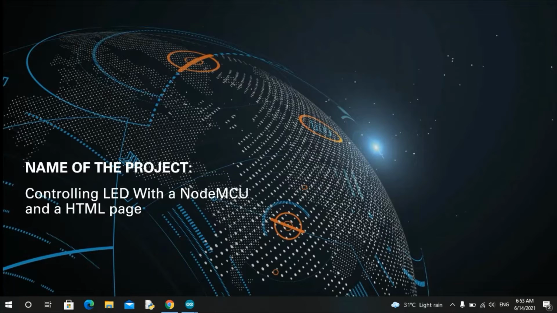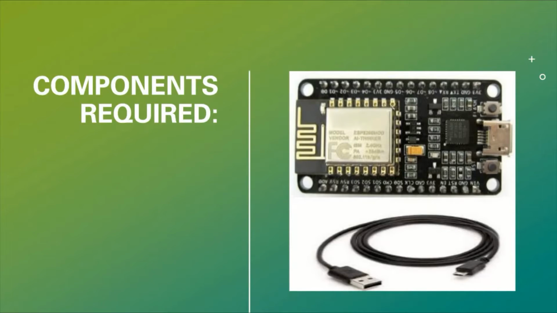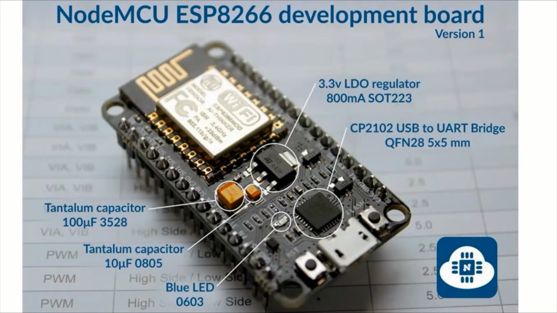Now I would like to explain how to control an LED with a Node MCU and a custom-made HTML page. The components required for making this project are a Node MCU and a cable. As I am going to utilize the internal LED present in the Node MCU, there is no need to connect an external LED. If you want to connect an external LED, you can do so. The internal LED present in the Node MCU has been connected to pin number 16.